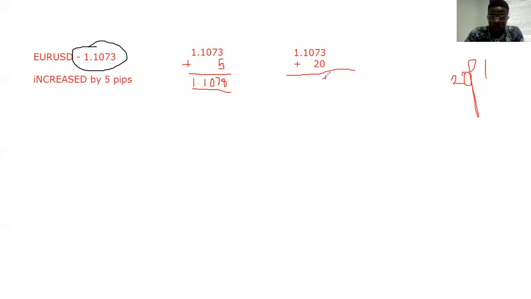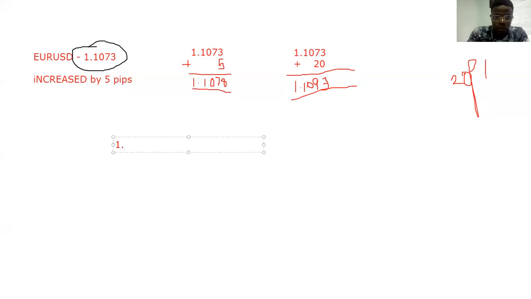So the new value will be what? 3, 9, 0. So the new value will be 1.1093. Are you with me?